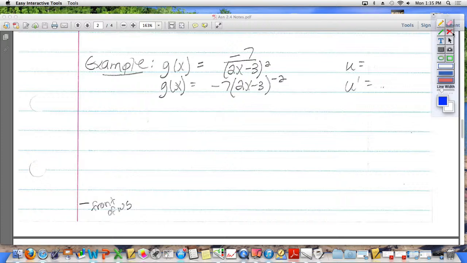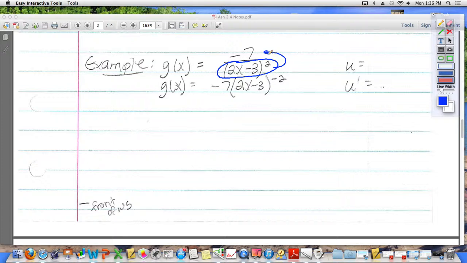That shouldn't be a big deal. This was the original expression. I just took this 2x minus 3 squared and I moved it to the top. And when I move it to the top, I have to change the exponent to the opposite of what it was. So it went from a positive 2 to a negative 2. Why did you do that?